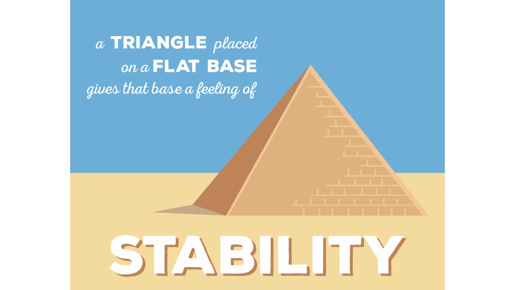All right, a triangle placed on a flat base gives that base a feeling of stability. Just like I mentioned before with the horizontals and the verticals together creating that sense of stability and looking like Roman architecture or a table or anything like that, you can picture this in your mind just like the real world objects. The pyramids are a great example of that. They've been sitting there perfectly level for thousands of years. All right, so they're not moving anywhere. There's a great sense of stability with those things. You can do the same thing with your images.